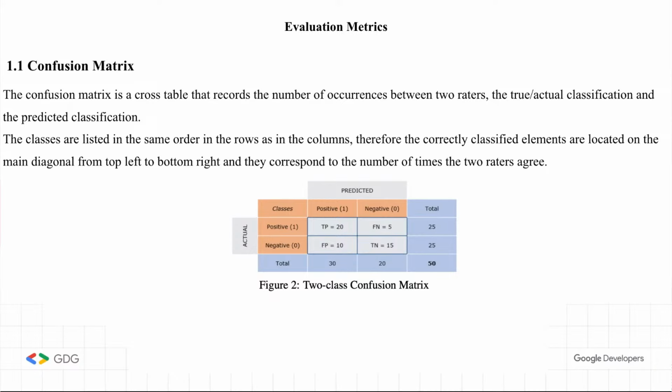The confusion matrix is a cross table that records the number of occurrences between two raters, the true or actual classification, you can say true classification or actual classification, and the predicted classification. So as you see in the table here, in the gray color, the predicted and the actual. So we have the predicted classification and the actual real classification. As you see here, we have positive and negative for the predicted and also positive and negative for the actual.